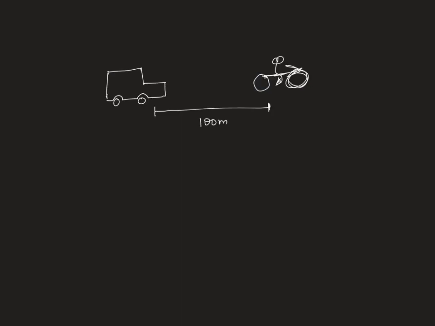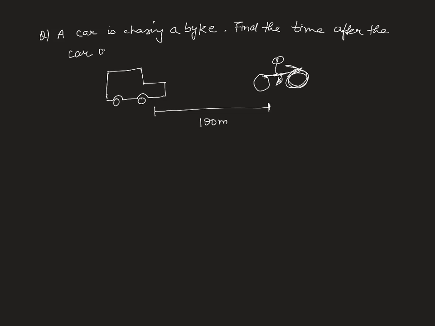So these are the next type of questions where relative velocity is useful. So the question is very simple. A car is chasing a bike. Find the time after the car overtakes the bike.